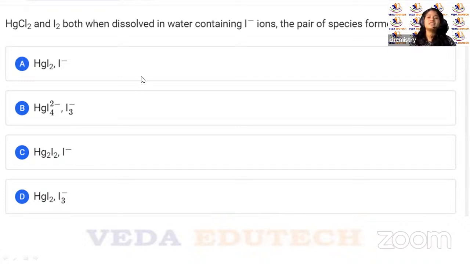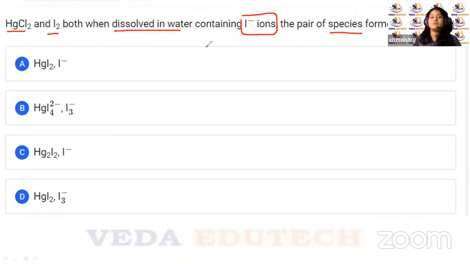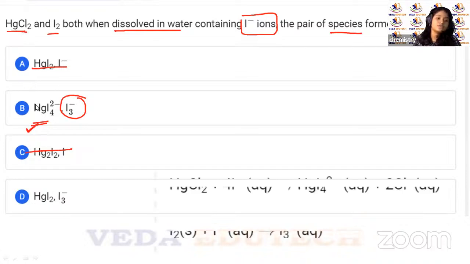Okay, children. So what is going to be the answer? It's a direct question. The question is telling that we have HgCl2 and I2 when they are both dissolved in water containing I minus ions. So what species are formed? I2 and I minus will give you I3 minus. HgCl2 and I minus is going to give you HgI4, which is the more stable one. So your answer is going to be option B.